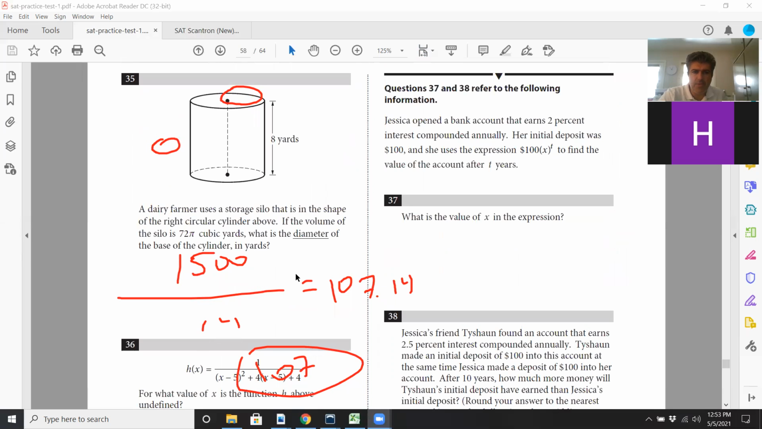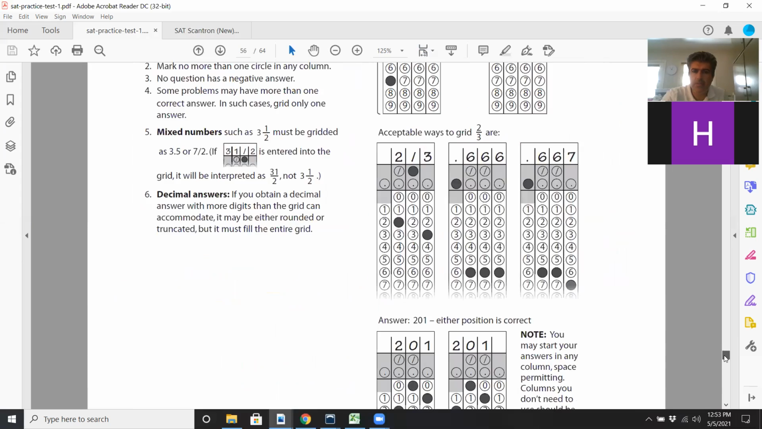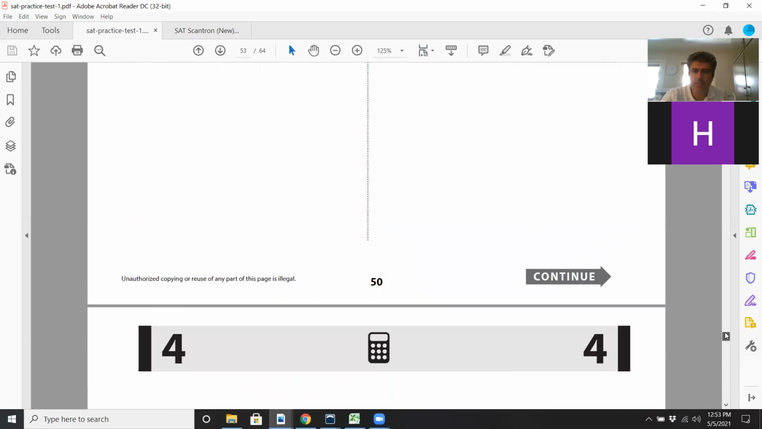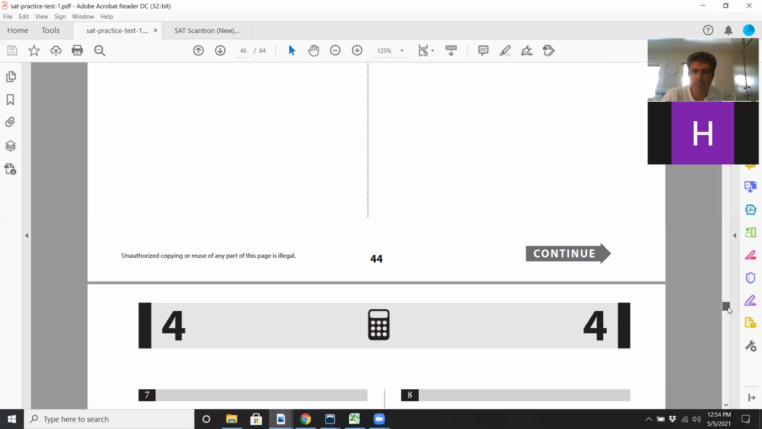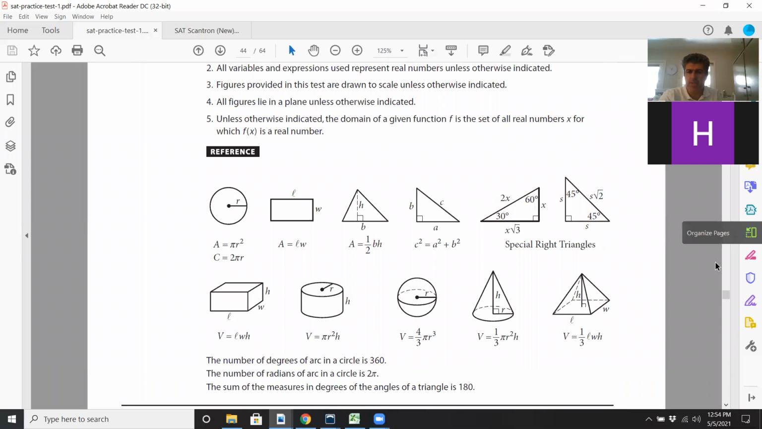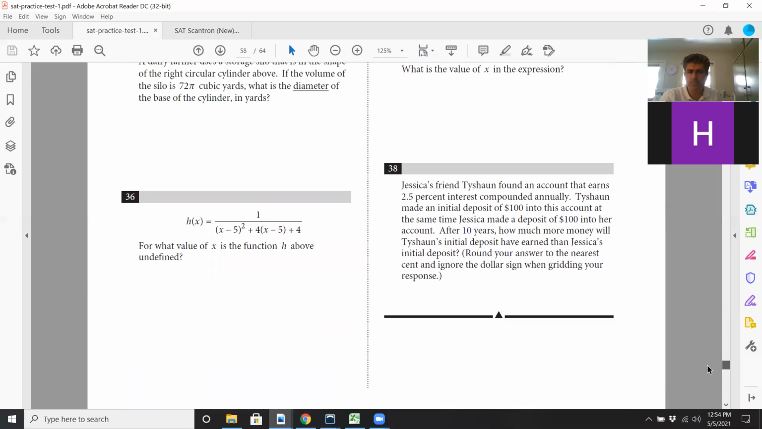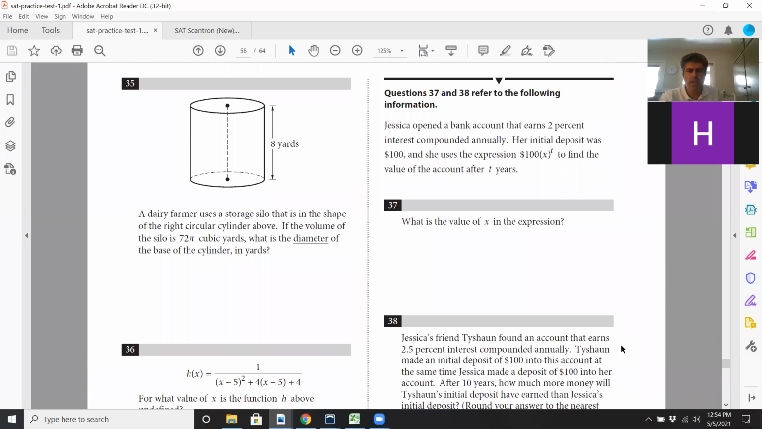We'll look at these last 2, 35, 36. And they do give you a formula for geometry. In fact, if you go to the reference sheet, V equals pi r squared h. So they give that to you, and the other ones as well. The dairy formula is a storage cell that is in the shape of the right circular cylinder above. The volume is 72 pi, with diameter in yards.